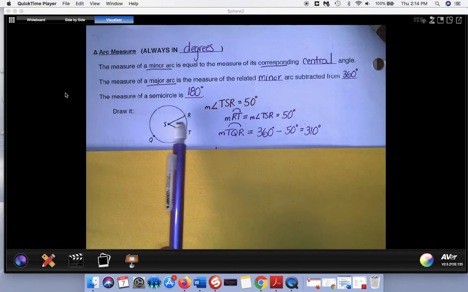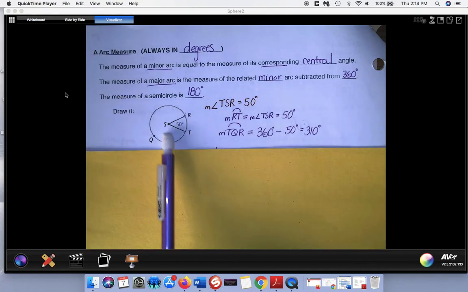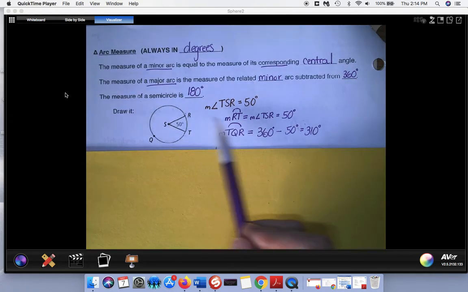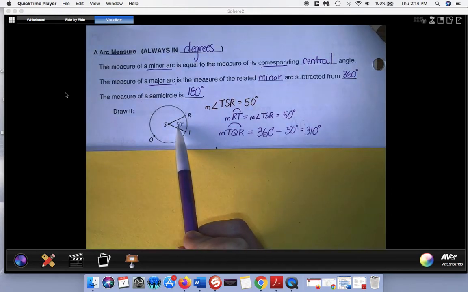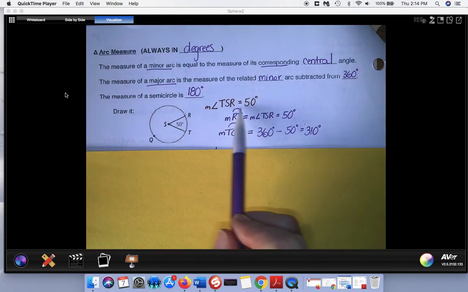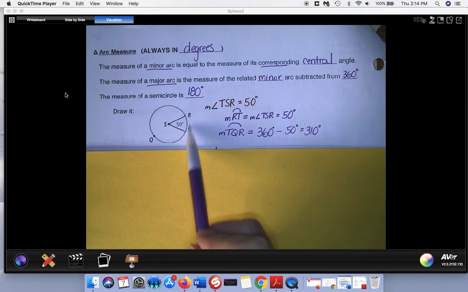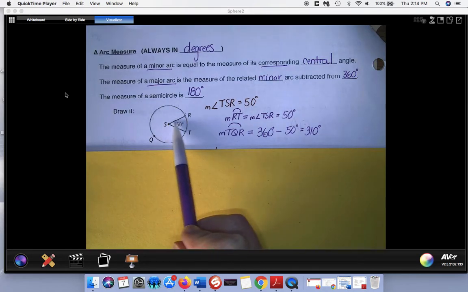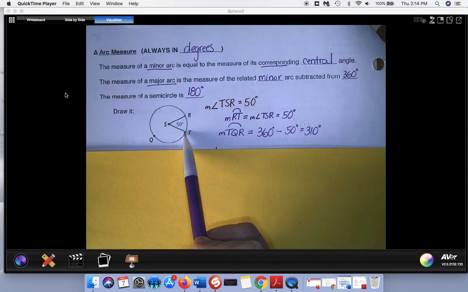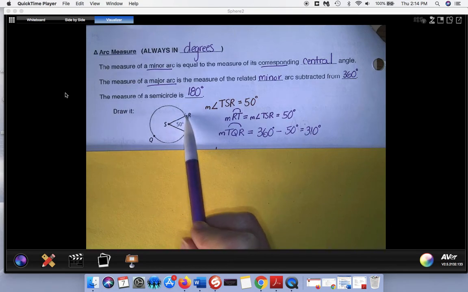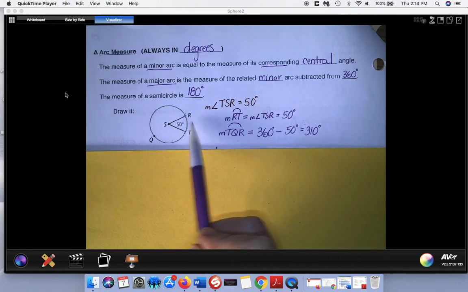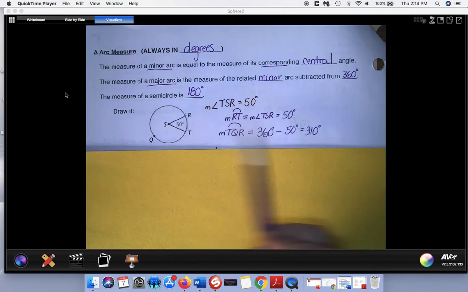All right, so here's a small example. Here is a circle, circle S. And notice that we have a central angle, angle TSR, which measures 50 degrees. To find the measure of a minor arc, which here is arc RT, notice that the central angle's sides that extend out, which happen to be radii of the circle, where they end at the circle, they enclose this arc RT right here. So the measure of this minor arc has to be the same as its corresponding central angle, so 50 degrees.